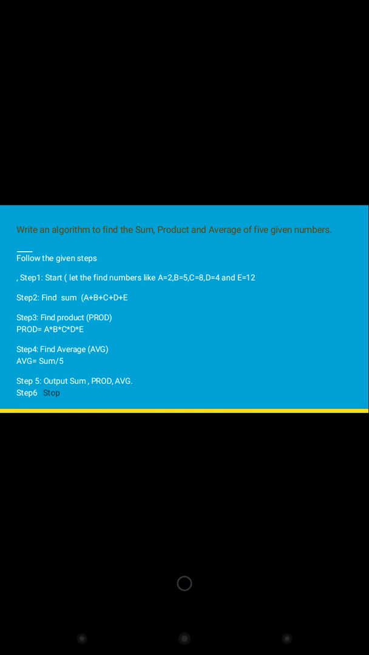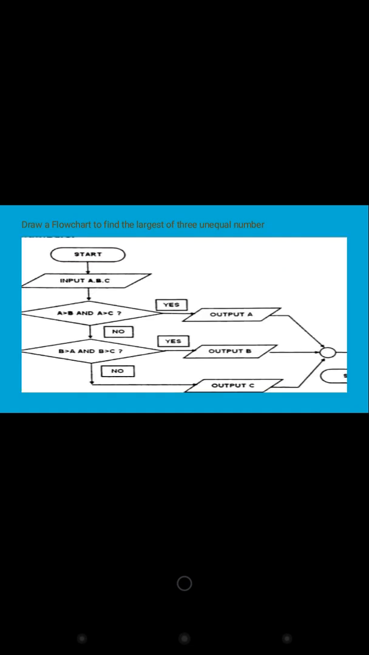Okay, first of all sum these values, then find the answer and write here. Step 5, output sum, product, average. Step 6, stop.